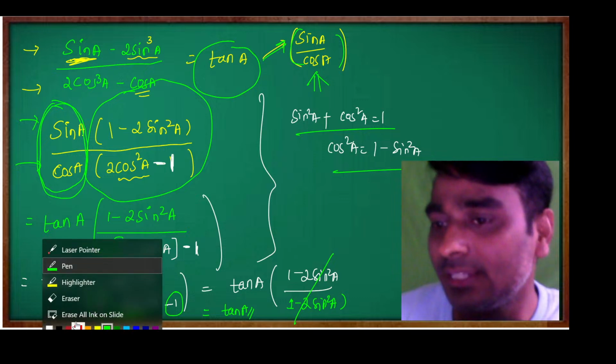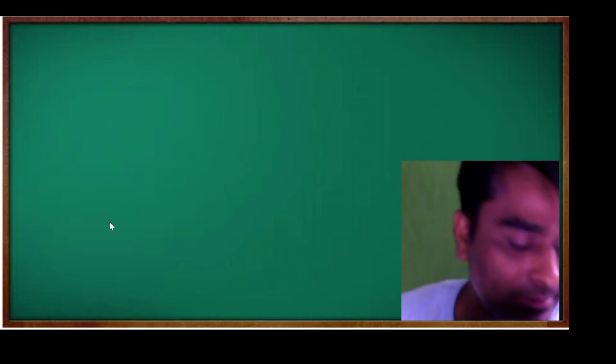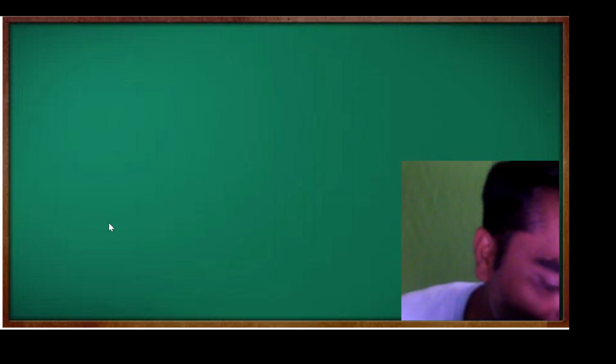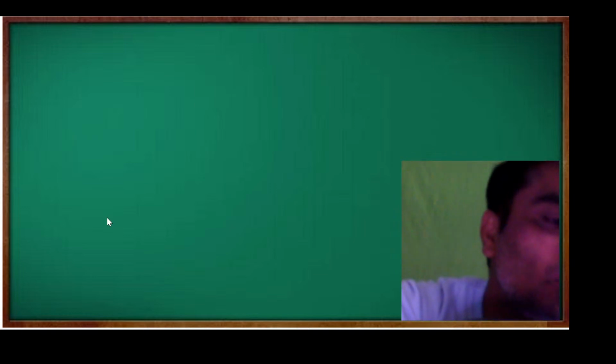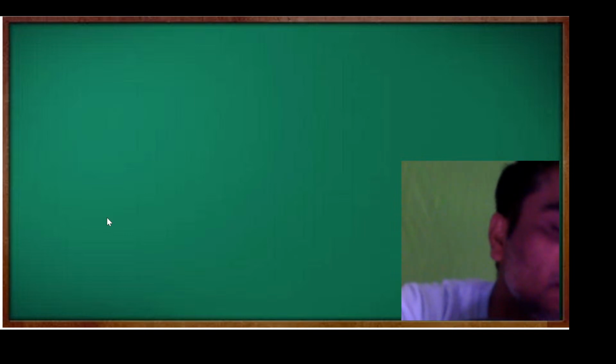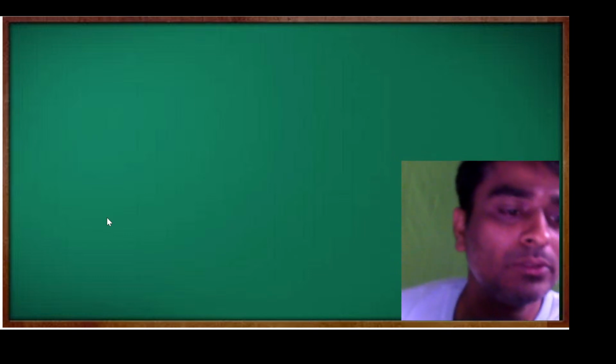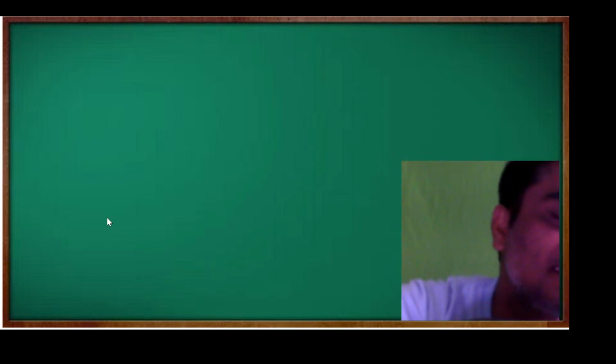Am I going fast? Is it okay? So both the trigonometric questions were very, very easy. Okay, now one more question is coming from circles. One more question is coming from circles.